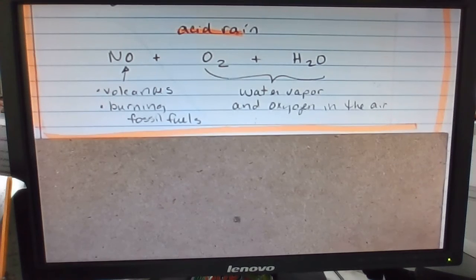All right, second color highlighter. Highlight secondary pollutants. Highlight ground level ozone, acid rain. Box all of that information in.